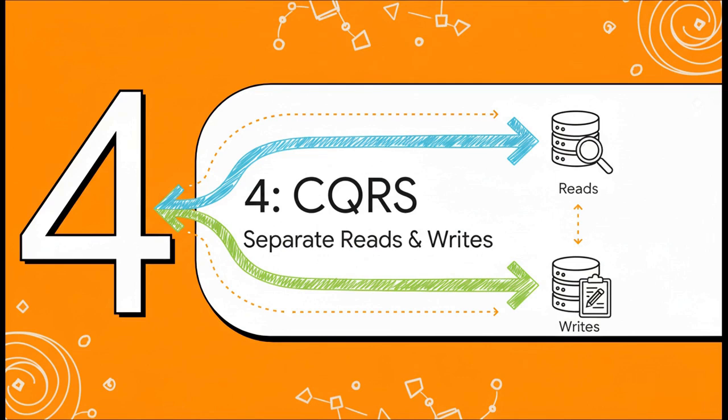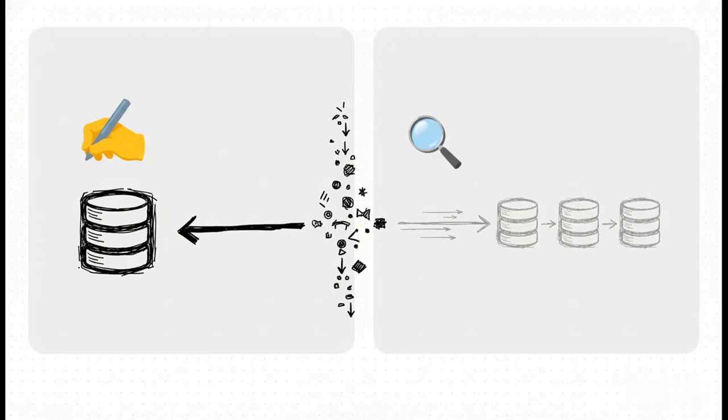Let's talk about CQRS. It stands for Command Query Responsibility Segregation, which is a mouthful, but the idea is simple. It recognizes that the way you write data into a system is often totally different from the way you need to read it out. So why on earth would you use the same model for both? CQRS literally splits your system into two paths.